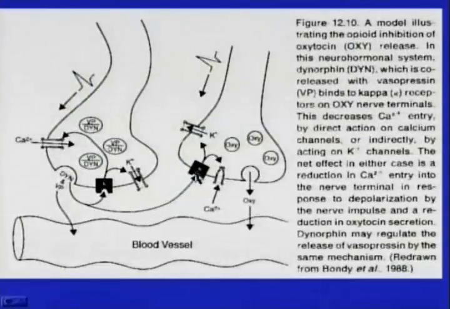And then the paracrine effect on the nearby oxytocin terminal, again doing the same thing, and I'll have to check the legend to make sure I have this correct. Is it an auto-inhibitory effect? The dynorphin, which is co-released, binds to the kappa receptor on the oxytocin nerve terminals. Okay.